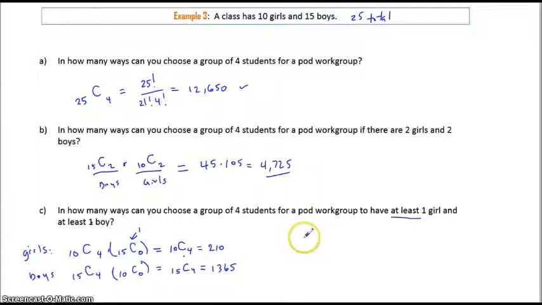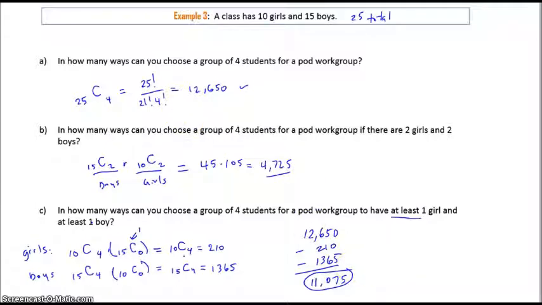So to finish this off, the problem was how many ways can we choose a group of 4 students for a pod to have at least one girl and one boy. This is where we use the complement principle. We start with everything, subtract off the 210, subtract off the 1365, and that gives us 11,075 groups that have at least one girl and at least one boy. So most of them. And that concludes the examples.